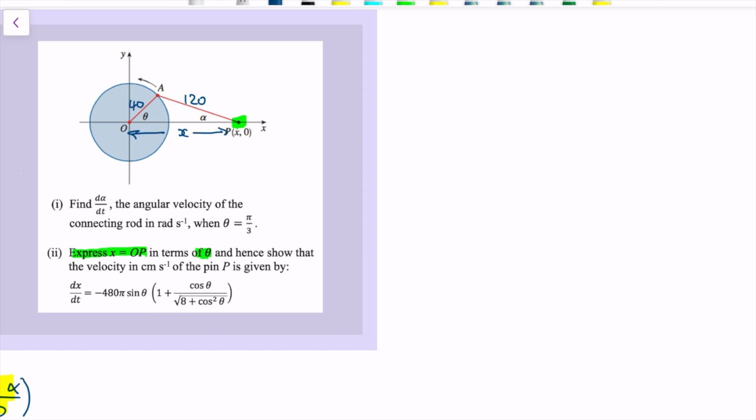I feel the easiest way to do it is with the cosine rule. I'll just write the cosine rule as c squared is a squared plus b squared minus 2ab cosine c. If you're trying to find an expression for x in this case, it would make more sense if we had that side opposite that angle. The problem is the side x, we don't have the angle opposite it.